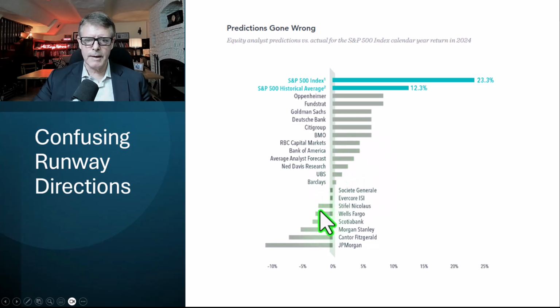We actually had Wells Fargo, negative return forecast. Scotiabank, negative return forecast. Morgan Stanley, negative return forecast. Cantor Fitzgerald, JP Morgan. Now, this is just this one year, but what I can say to you is that this is a consistent theme. So for whatever reason, there's a lack of accountability.